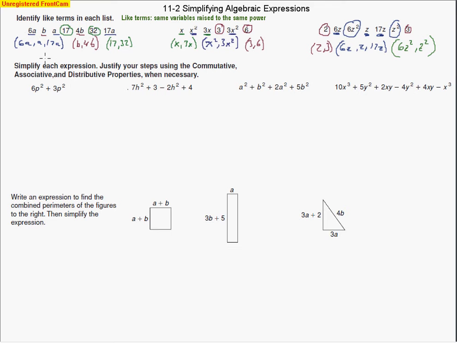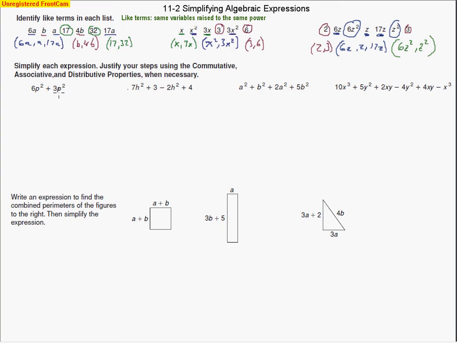Well, now we're going to use that concept of like terms and combine them. So we've grouped them together because we can either add or subtract them. And so here, when we do this, the next set of directions asks us to justify how we're doing it using these properties, the commutative, associative, distributive properties when necessary. So it works this way.